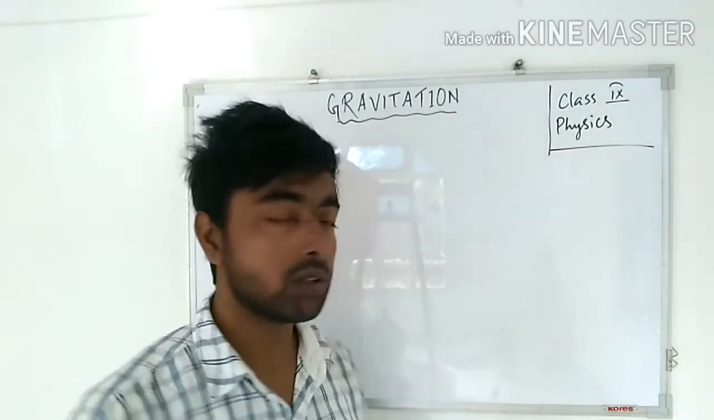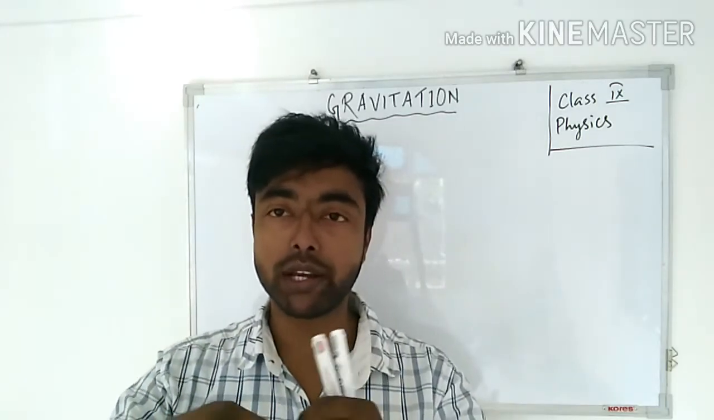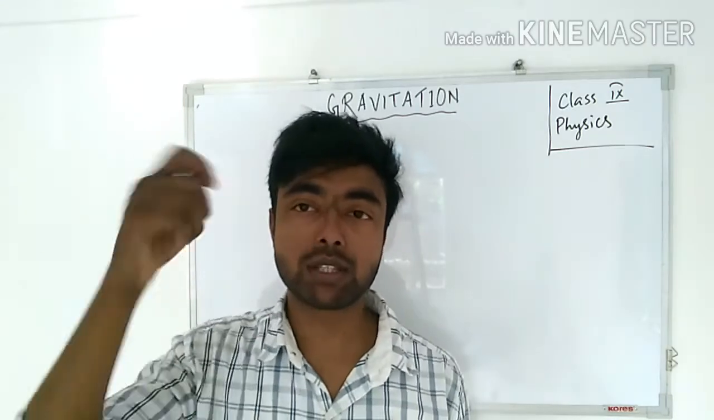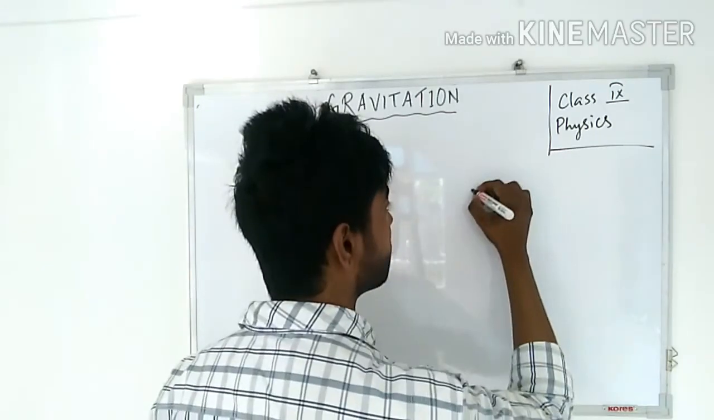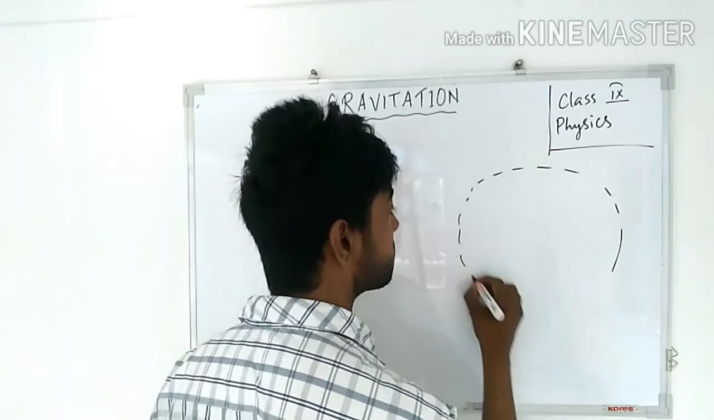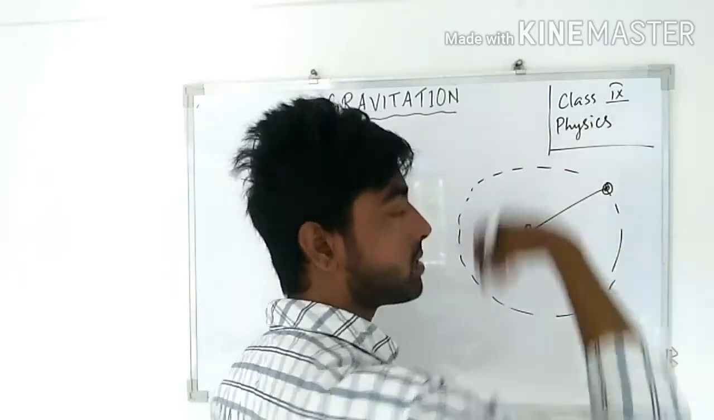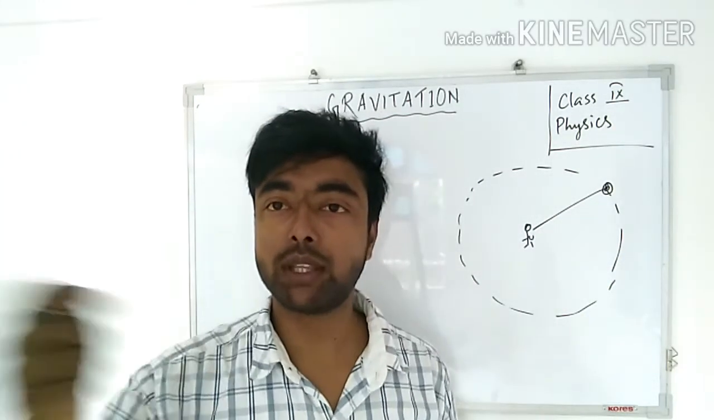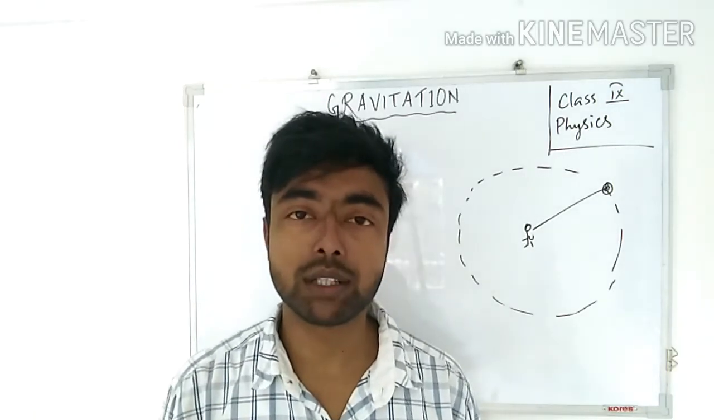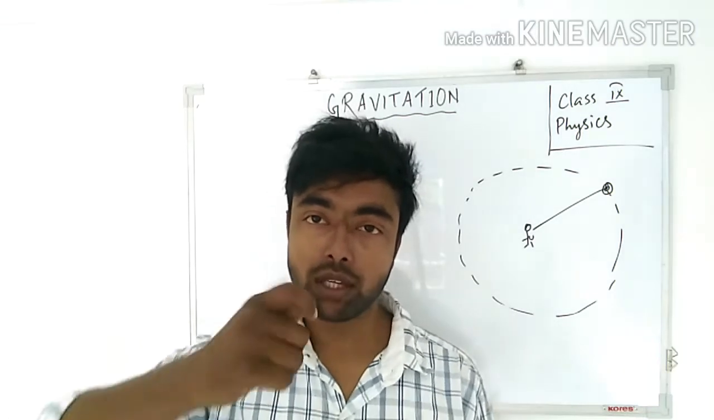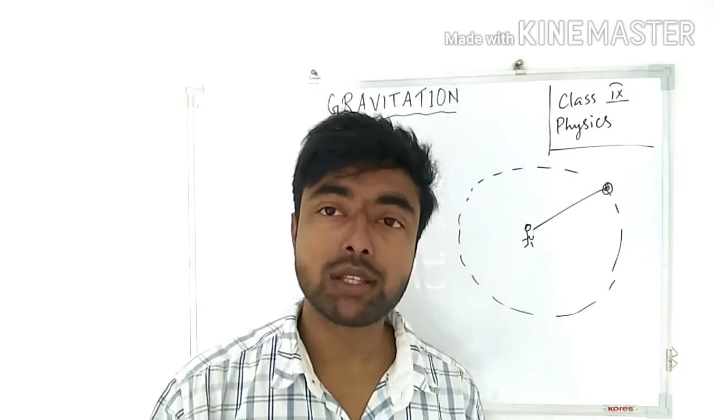Suppose you are revolving a stone. You have tied a stone with a string, and you're just revolving that string. That stone will be revolving around a circular path. You're somewhere here at the center, and you're making the stone move like this. That means the stone is revolving around you, and it is not going away from you. That is what I'm going to make you understand. You see, that stone is not going away from you.